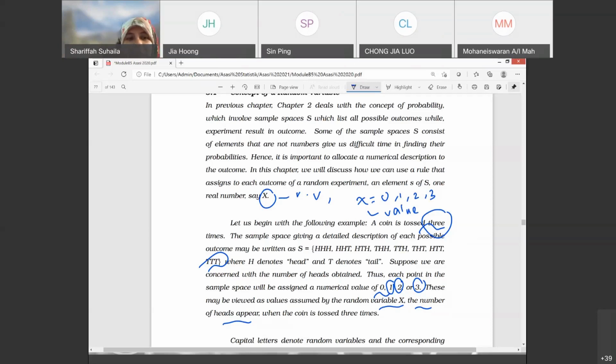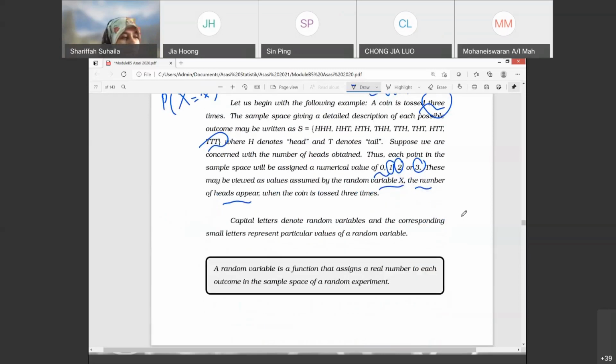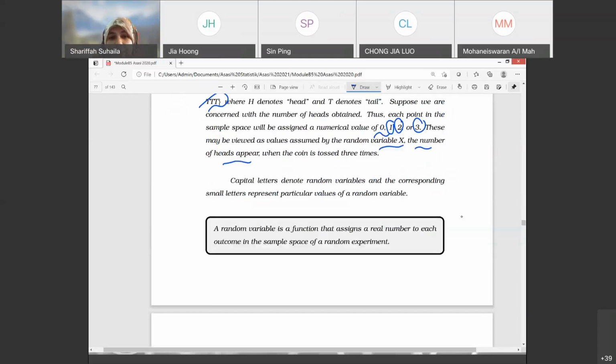Normally you want to find the probability that capital X equals small x. So you will find the probability X equals 0, probability X equals 1, probability X equals 2, and lastly probability X equals 3. So again, we define a random variable. It is actually a function, a function that assigns a real number, any value, to each outcome in the sample space of a random experiment.